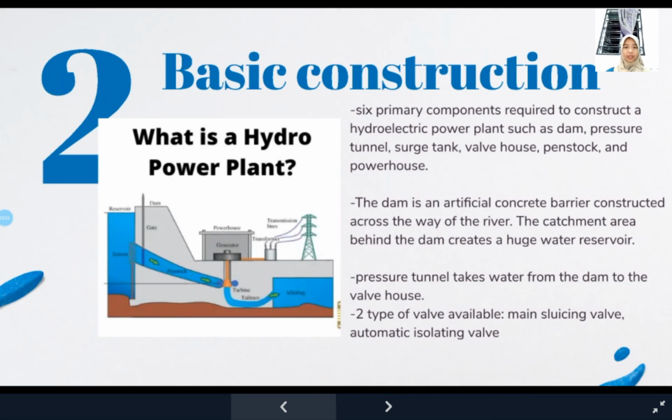Alright, and then the dam is an artificial concrete barrier constructed across the way of the river. The catchment area behind the dam creates a huge water reservoir. And then the pressure tunnels, which are at the powerhouse, take water from the dam to the valve. And there are 2 types of valve available, which are the main sluicing valve and the automatic isolating valve.